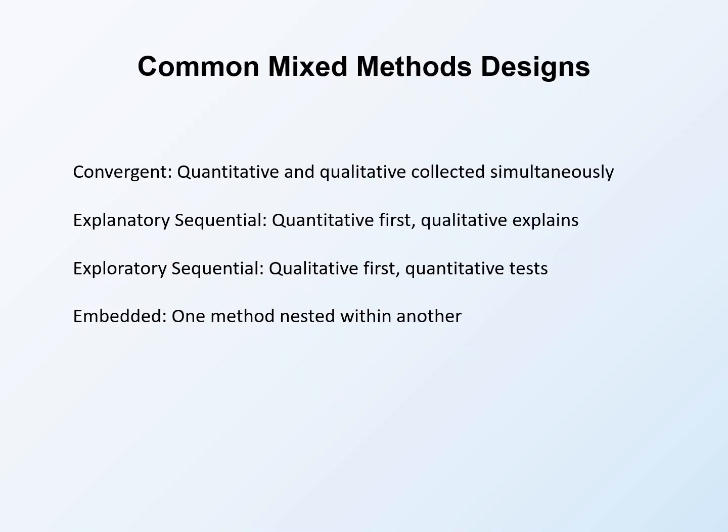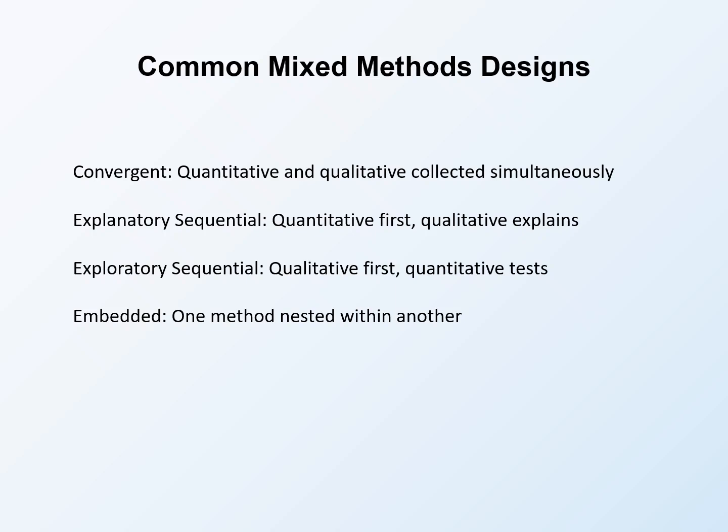Common mixed methods designs structure how methods relate. Convergent design collects quantitative and qualitative data simultaneously. Both are collected during the same phase. Results are compared and integrated during analysis. Explanatory sequential design conducts quantitative first, then uses qualitative to explain. Start with survey data. Follow up with interviews to understand survey results. Quantitative identifies what, qualitative explains why.